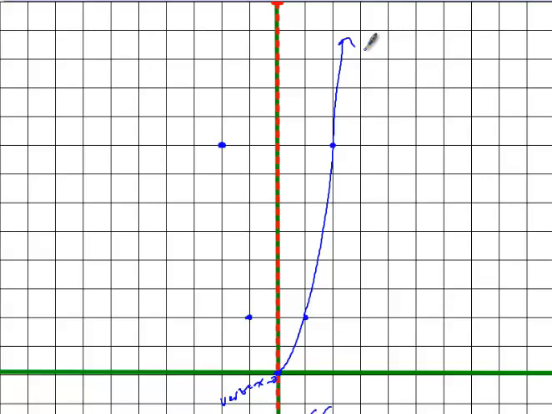I've had kids for the last 2 years make beautiful graphs, except they hit here, and then they go straight up. Parabolas don't work like that. If they're going up, they're also going out forever. They're constantly getting bigger. Everybody okay with that? All right.